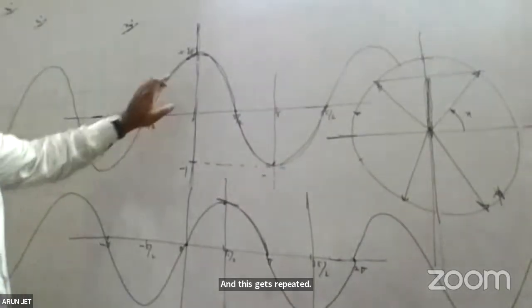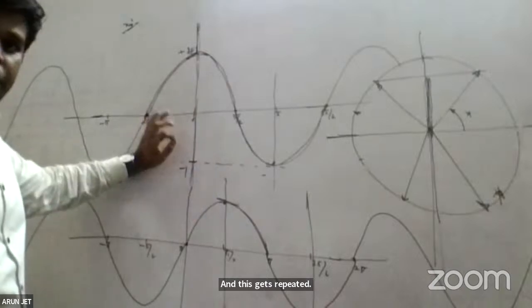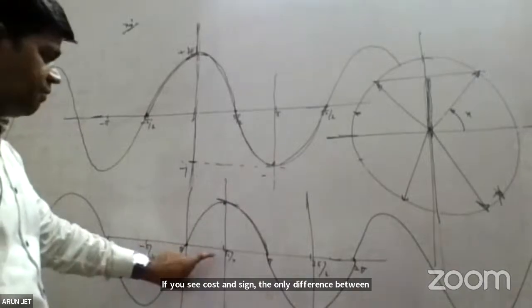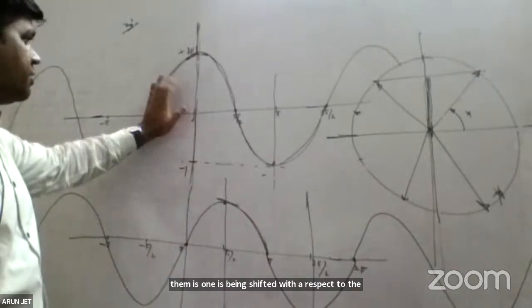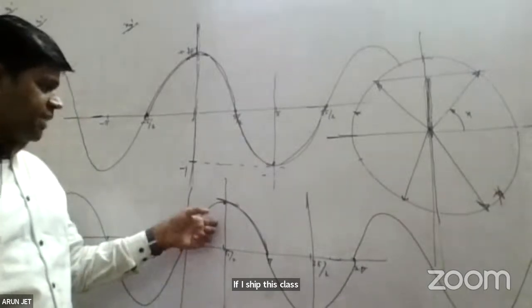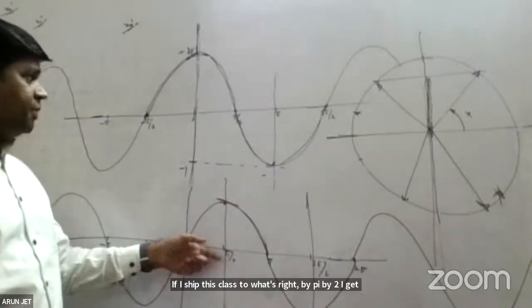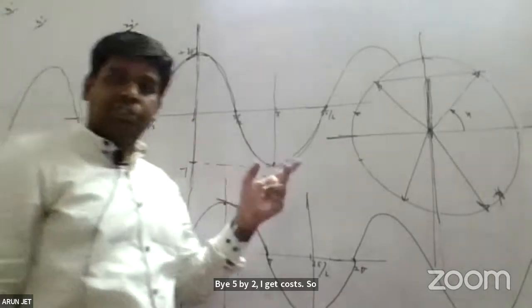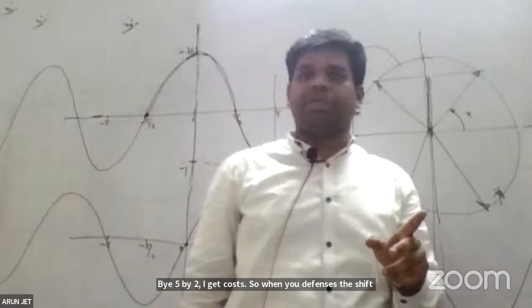If you see cos and sine, the only difference between them is that one is shifted with respect to the other by a distance of pi by 2. If I shift this cos towards the right by pi by 2, I get sine. Or if I shift this sine towards the left by pi by 2, I get cos. So the only difference is the shift. Shift doesn't matter in the phenomena.